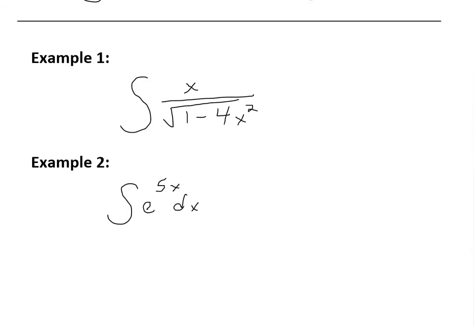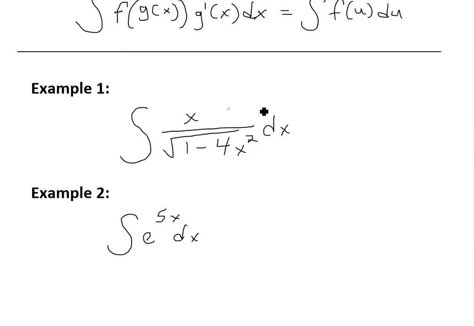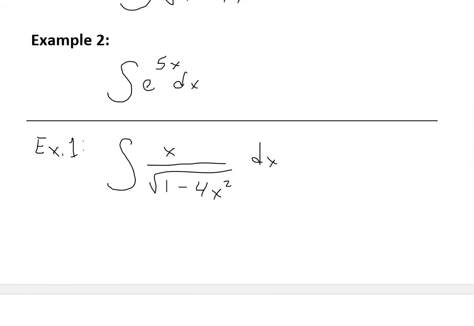The examples I'm going to go over today are these ones right here. I'll first go over example 1, which is the integral of x divided by the square root of 1 minus 4x squared, and always remember to put dx at the end there. To solve this integral, as you can see, it's pretty complex. So the idea of substitution is to change a variable to make it easier.